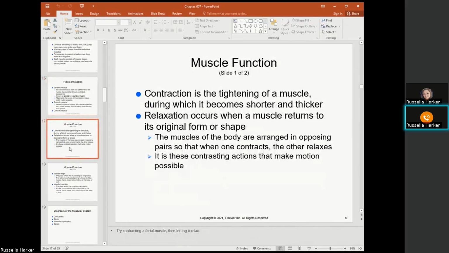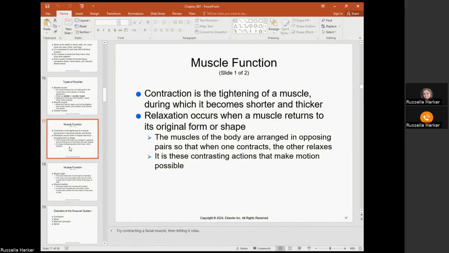Contraction, the word contraction, is the tightening of a muscle during which it becomes shorter and thicker. So think about it, when the muscle's contracting, you're making that muscle stand up or flex. So it's going to be shorter and thicker. And then when you relax that muscle, it's going to return to its original shape, lay down. So it's going to become loose and longer in that relaxation phase.